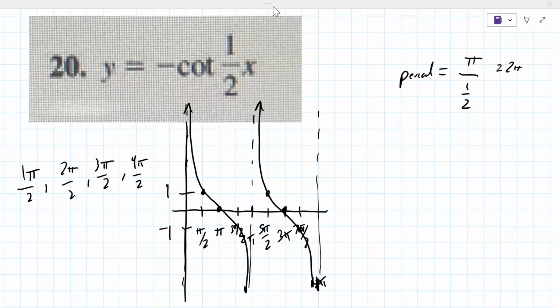Now the negative, what does it do? It's the same as all the other negatives, but what does it do here? It flips the direction that it's facing. Yeah, so if it was there, it's then there, and so on.